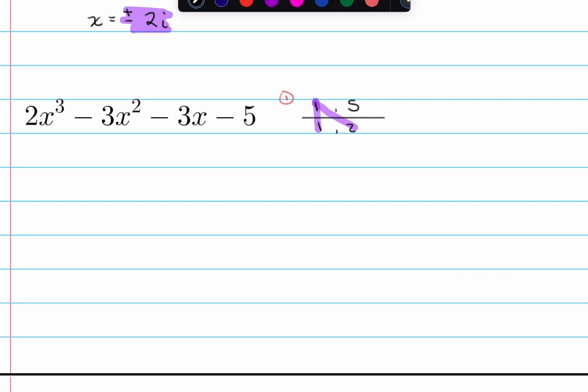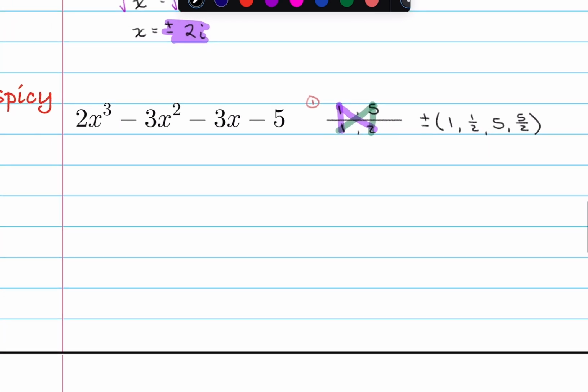So that means that I'm going to have positive or negative 1 over 1 is 1, 1 over 2 is 1/2. Okay? Then I'm going to do the same thing with 5. I'm going to do 5 over 1 and 5 over 2. So 5 over 1 is 5 and 5 over 2. Okay? So now I'm going to deal with some fractions. Again, not a big deal. All right? Just a heads up, we're looking for 3 zeros. So we're going to find 3 of them.